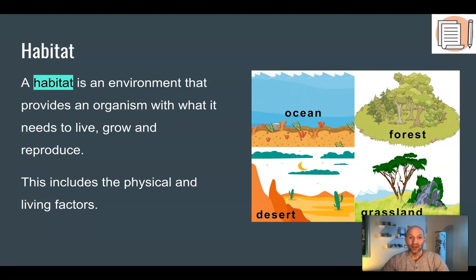A habitat includes the physical and the living factors of an environment. And we're going to go over both those terms in just a second. Some common habitats you've probably heard of would be oceans, forests, deserts, and grasslands. Those are all environments where organisms can live.